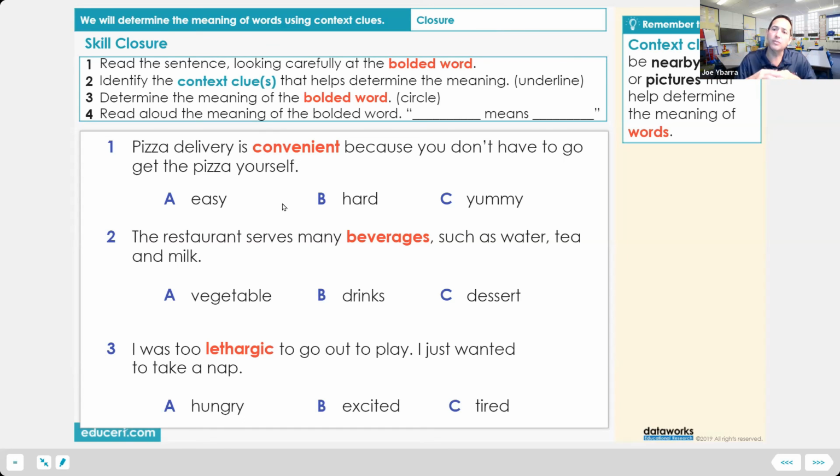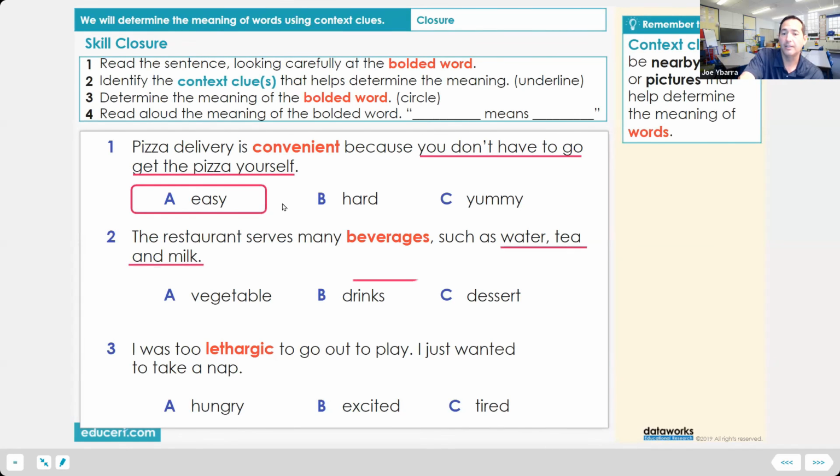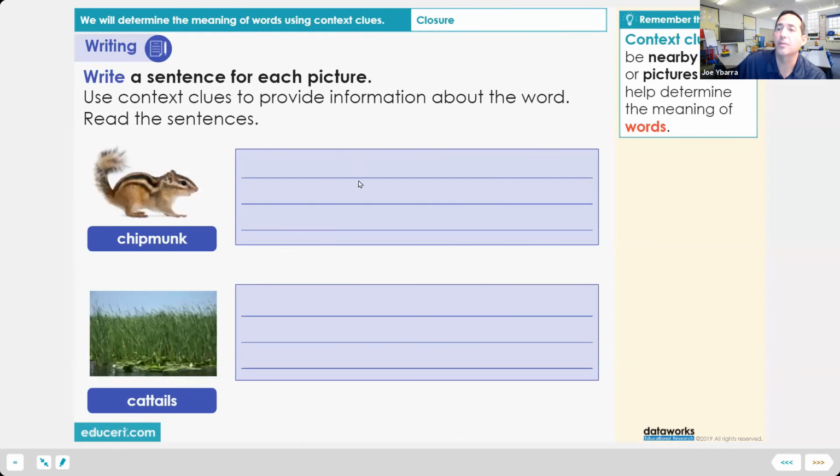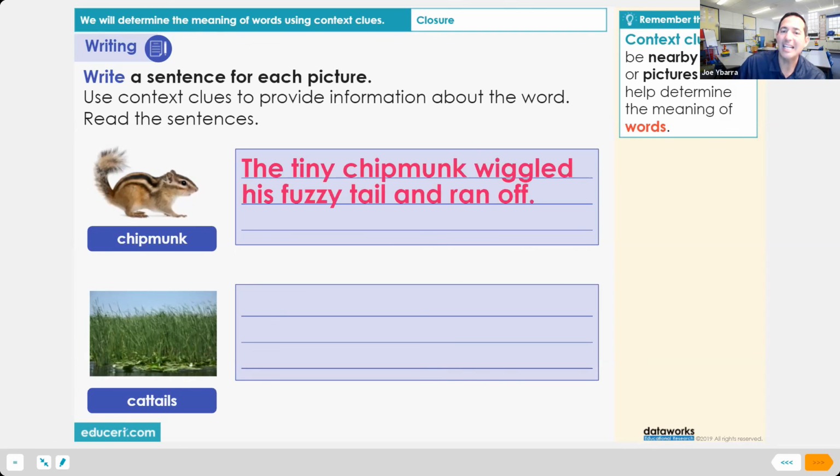Okay, the students who are still struggling, come with me. I take those students and I let the ones who can work independently go work independently in partners. But maybe some of those higher students who are really getting it can start creating sentences with context clues. Hey, here's a chipmunk. Can you write me a sentence to help me describe this? The tiny chipmunk, because it's a tiny animal, wiggled his fuzzy tail and ran on. Look, cattails. I know you don't have cattails in Australia, but could you write a sentence with context clues with it? That's what I want them doing.